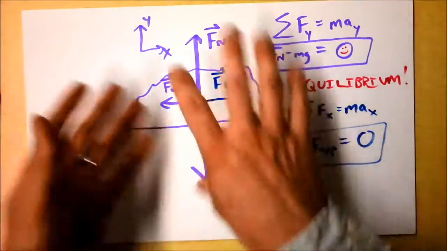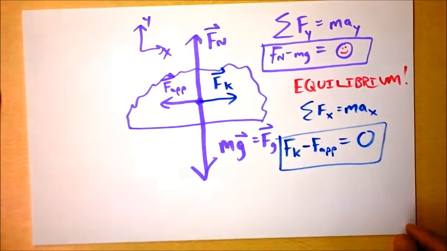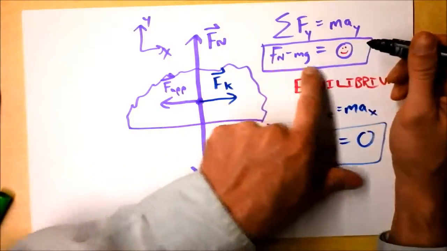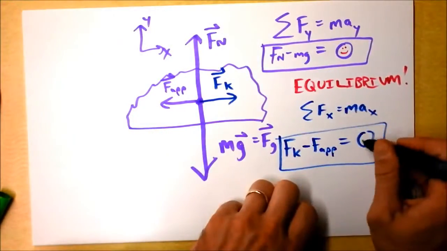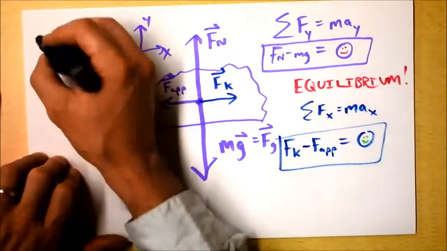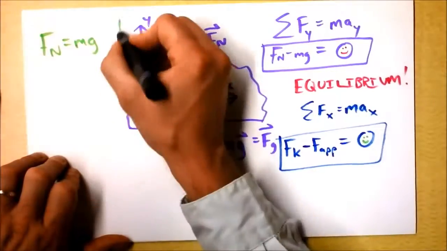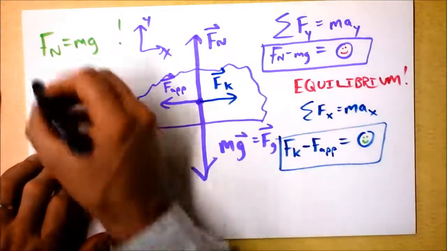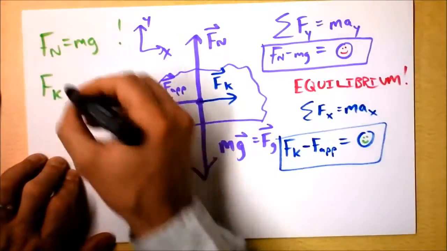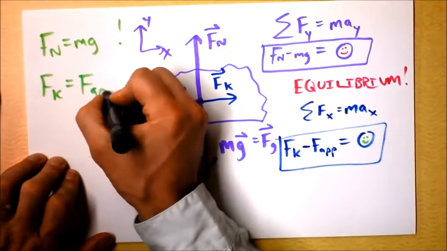So when you get a situation, you finish drawing your free body diagram, immediately apply Newton's second law in both dimensions. This guy right here is a very simple equation that you can solve. You can solve this too. It says the normal force is mg. Awesome. And this equation is a very simple equation also. It says the force of kinetic friction is the applied force.